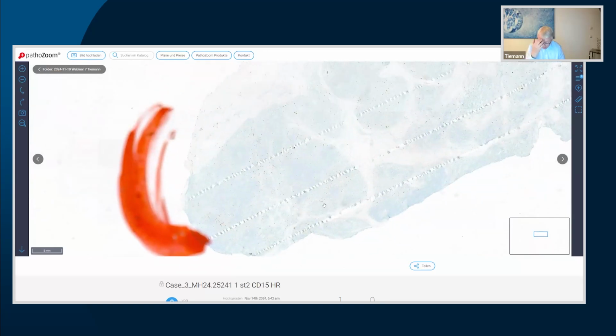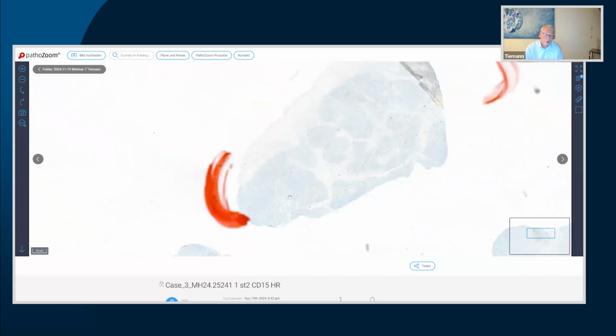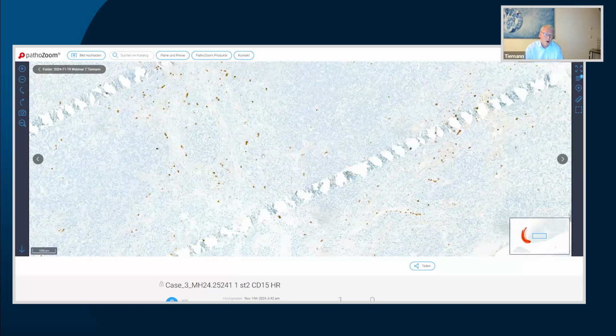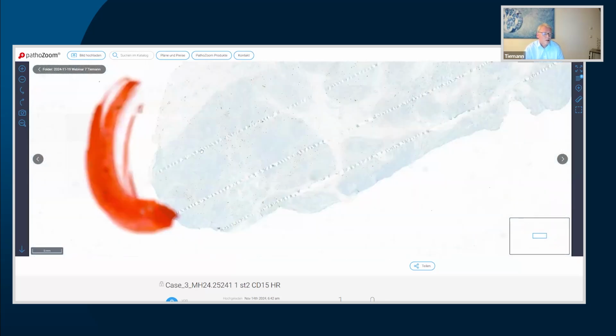And the question is whether this is a Castleman's disease or a Hodgkin's disease. I think from the histological presentation and the immunohistochemical constellation, it seems to be clear that this is a Hodgkin's disease with regressively changed germinal centers.